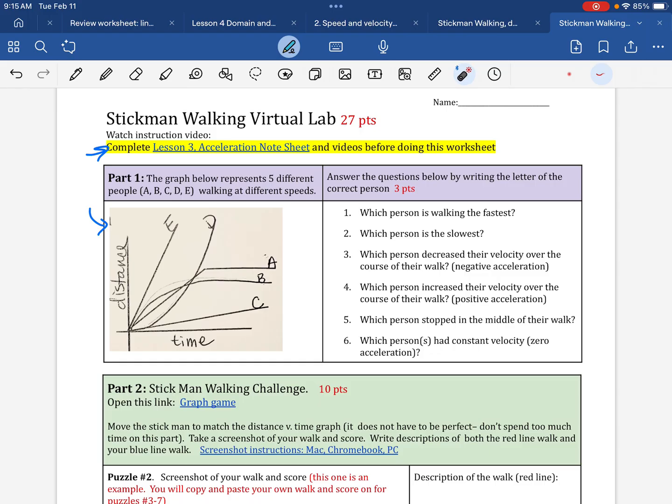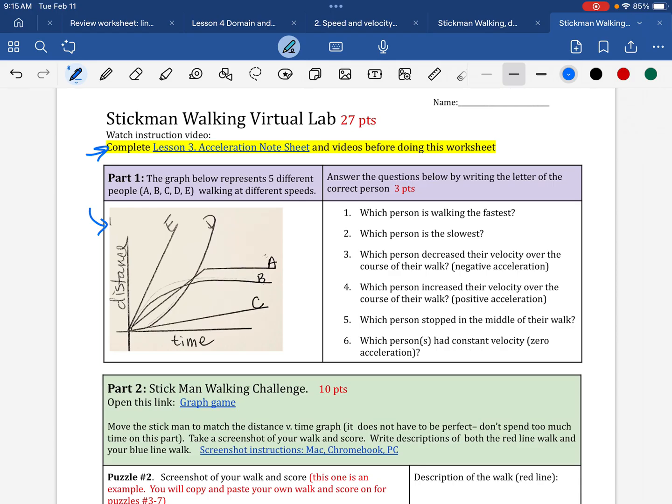5 different people, their graphs, right? So we have person E, person D, person A, person B, and person C. And you're going to answer questions about them. So we'll do one together here.